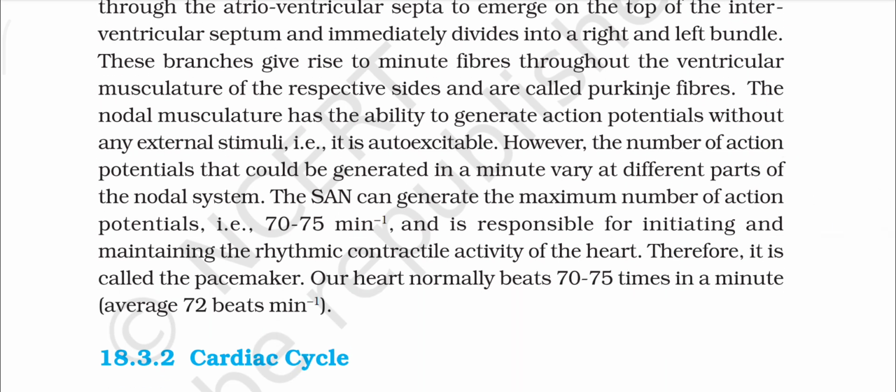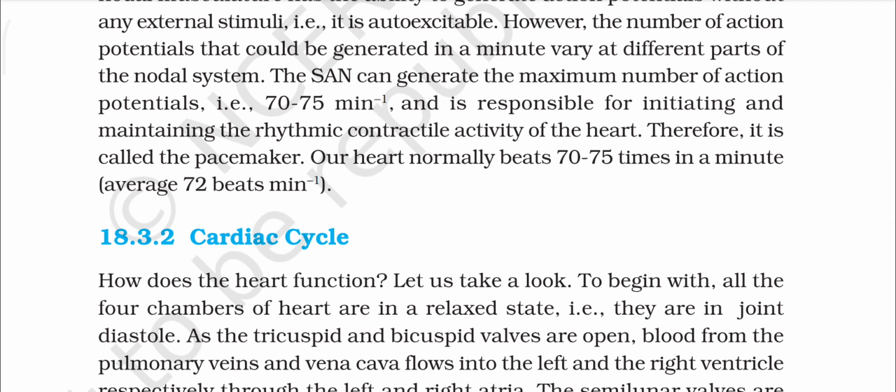The nodal musculature has the ability to generate action potential without any external stimuli. It is auto-excitable. However, the number of action potentials that could be generated in a minute varies at different parts of the nodal system. The SAN can generate the maximum number of action potentials, 70 to 75 per minute, and is responsible for initiating and maintaining the rhythmic contractile activity of the heart. Therefore, it is called the pacemaker. Our heart normally beats 70 to 75 times in a minute, average 72 beats per minute.